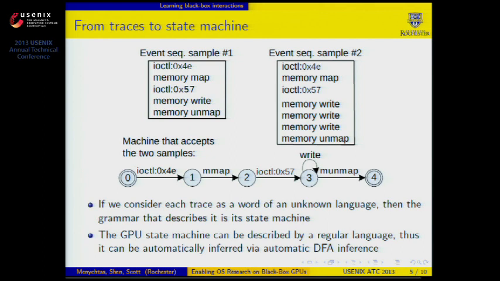For example, the machine that accepts the two samples in this picture is presented right below them as a non-deterministic finite automaton. We work under the assumption that the GPU state machine can be described by a regular language, and as a result, this language should be possible to infer automatically using DFA inference.